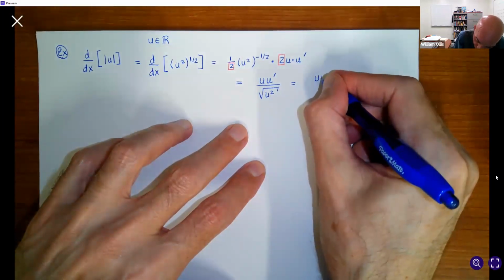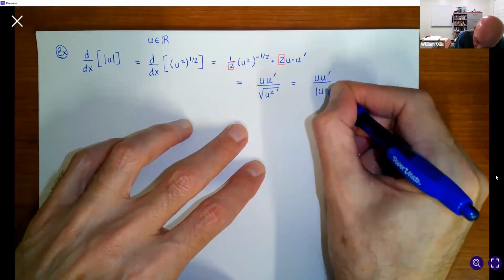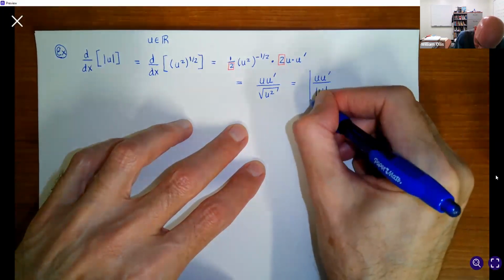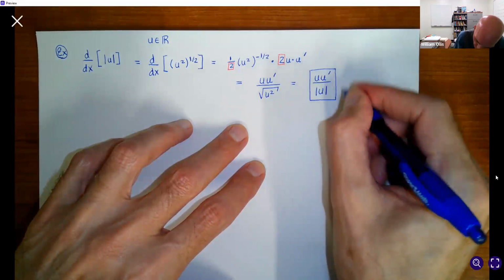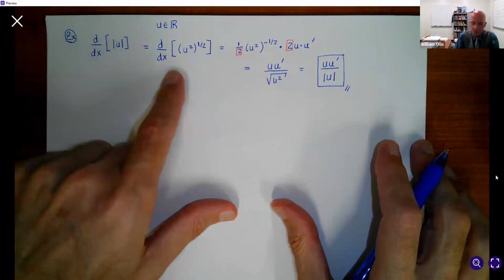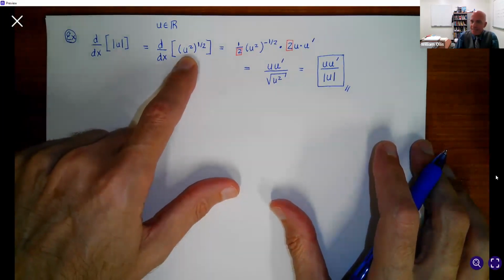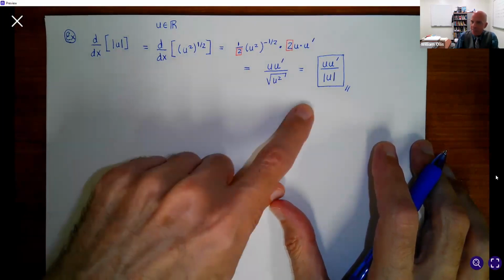So in your problem, you're given u prime over the absolute value of u, which is fine. And that's a form that you want to use. And that's exactly what the problem gives you. So they don't ask you to derive it, but you can use this identity here and the chain rule to get that formula.